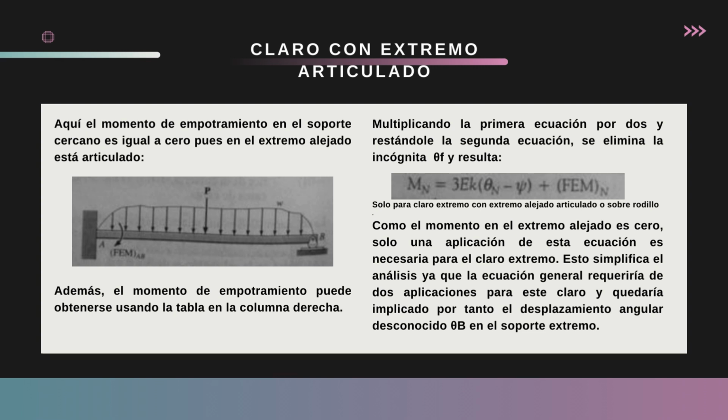Since the moment at the far end is 0, only one application of this equation is necessary for the end span. This simplifies the analysis since the general equation would require two applications for this span, and the unknown angular displacement theta B at the end support would be involved.